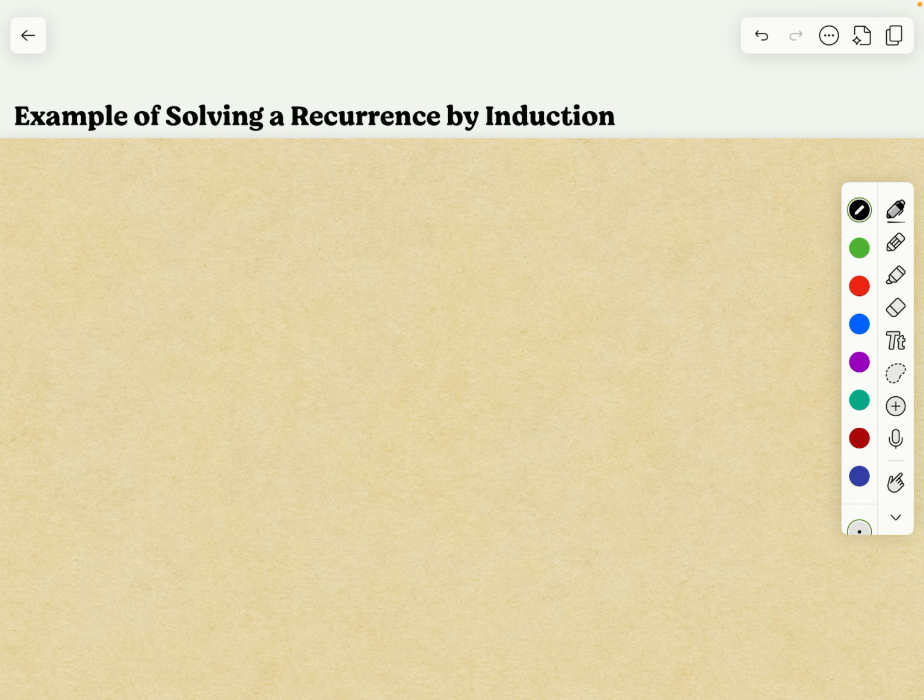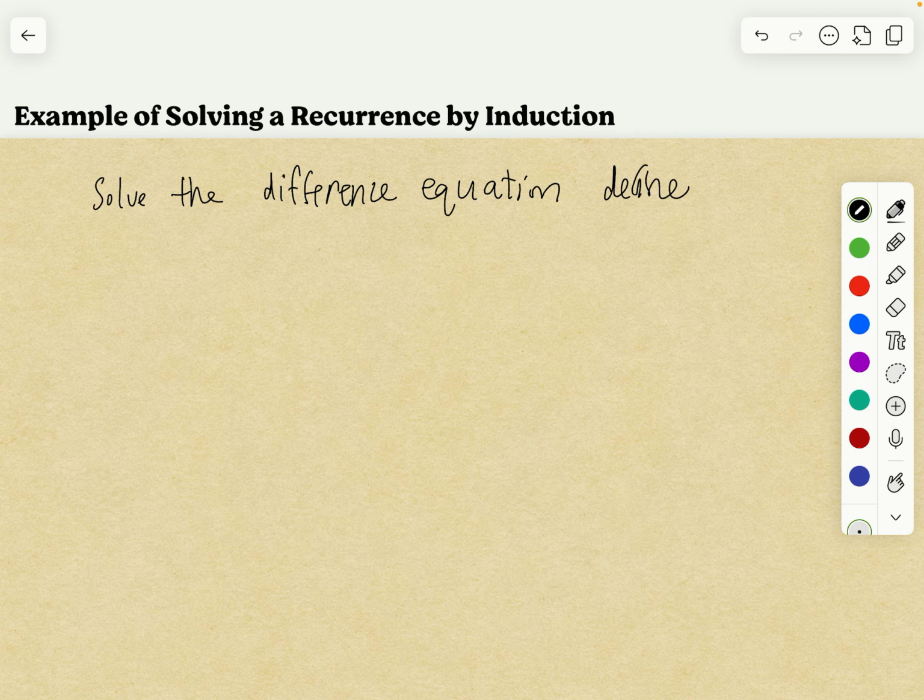In this video, we're going to do an example of solving a recurrence by induction. So here's a sample problem to solve: the difference equation defined by a sub 1 equals 1 and a sub n equals (n minus 1) over n times a sub n minus 1, plus 1, for n greater than 1.